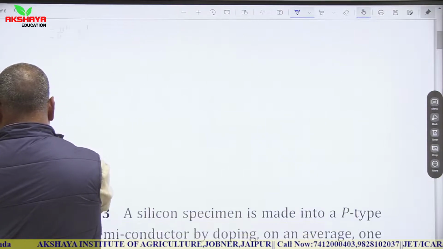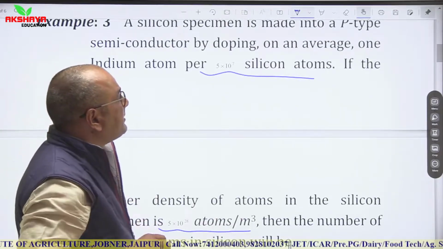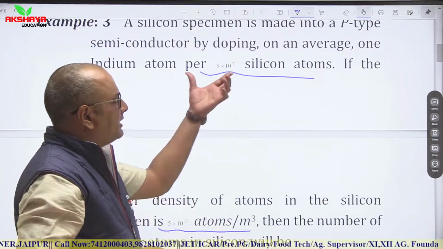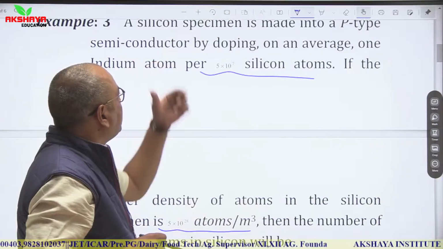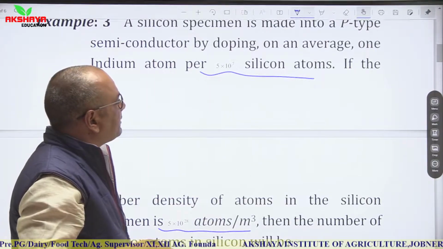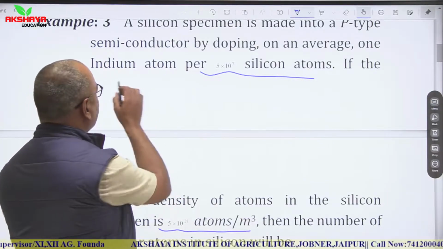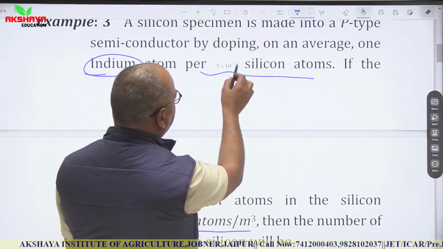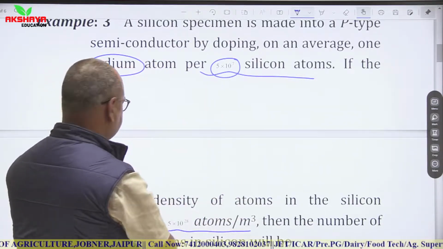Similarly, the next question is also based on the same concept. A silicon specimen is made into a p-type semiconductor by doping. On an average, one indium atom per 5 into 10 to the power 7 silicon atoms is doped. It means indium atoms are used as dopant in silicon, and 5 into 10 to the power 7 silicon atoms are given to us.